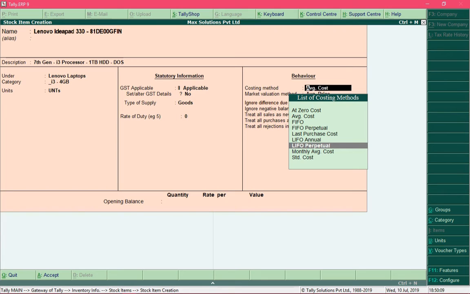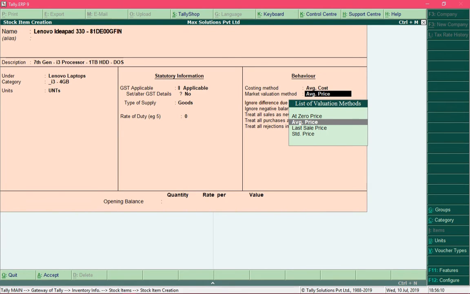You can select a costing method according to your needs, and I want you to do a simple search on the costing methods, so that will provide more information as to what costing method is suitable according to your business needs and supply and demand and all those things. So right now I will retain the costing method as average cost method, which is the default costing method, and press enter.